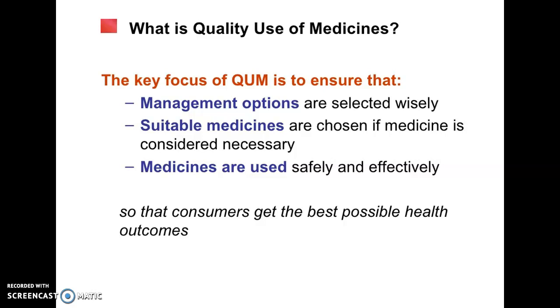So now here we can observe three points. One is the management option, that's the decision you are going to take, whether I should go with pharmacological or non-pharmacological management. Second, a suitable medicine should be selected or chosen whenever you consider it necessary. Then if medicine is used, it should be used safely and effectively, so that the patient or the consumer, as you will be calling him, will be getting the best possible outcomes.